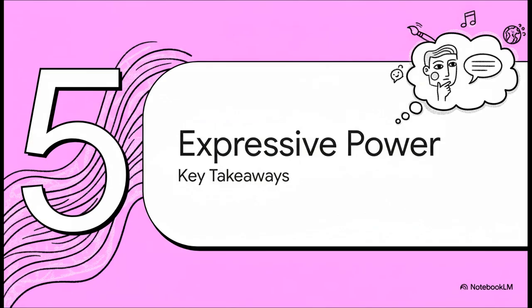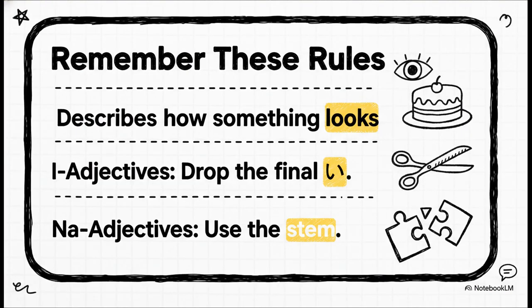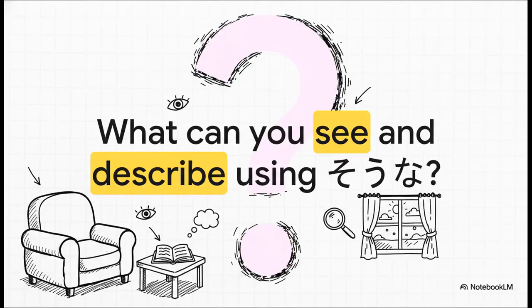So what does this all mean? Well, it means you now have this amazing tool to add nuance, to add your own personal perspective into your Japanese. You've officially moved beyond just stating boring facts. Now you can share your impressions of the world all around you. So the key takeaways, the rules to lock in, are really these three things. Use sou na plus a noun to describe how something looks. For those i-adjectives, just drop the final i. And for the na-adjectives, you just use the word itself. It's really that simple.